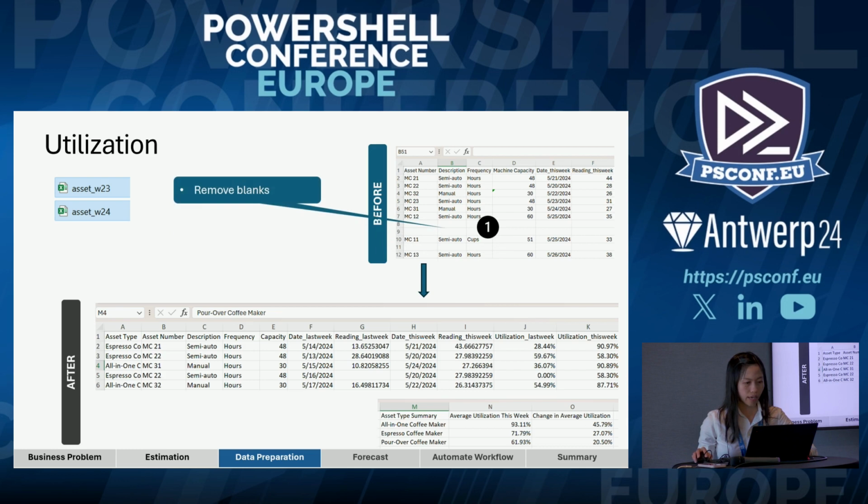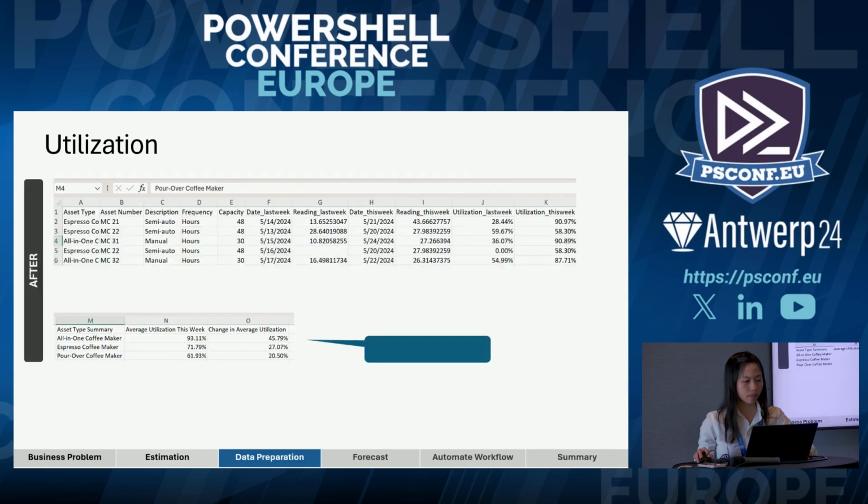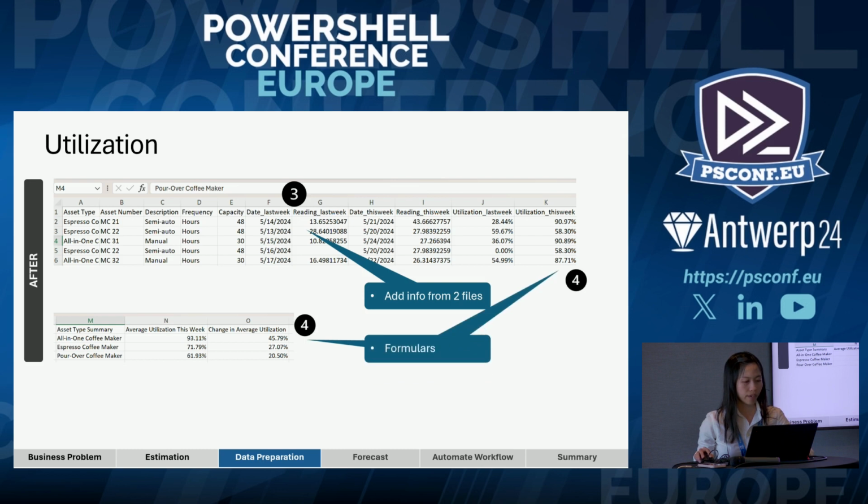So she breaks down the tasks that PowerShell needs to do. First, she needs to remove the blanks. Second, she wants to retain only relevant information, in this case only frequency by hours. The next one is to add information from the two files, weeks 24 and 25. And the next one is adding the formulas.